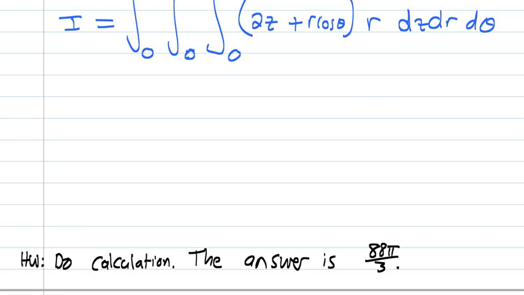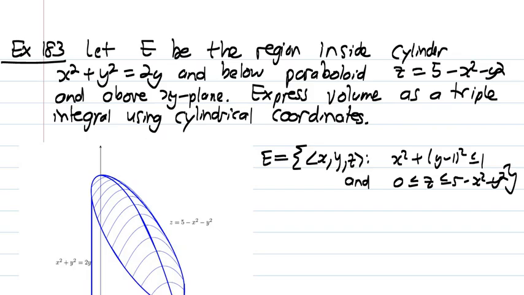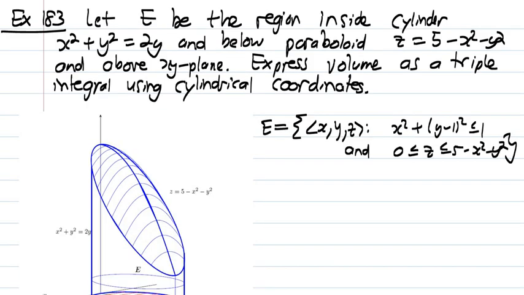All right, so we've done an example. Let's do another example. This is example 183. So this time around, E is a region inside the cylinder x squared plus y squared equal to 2y. It is below the paraboloid z equal to 5 minus x squared minus y squared, and also above the xy plane. You need to express the volume as a triple integral using cylindrical coordinates.